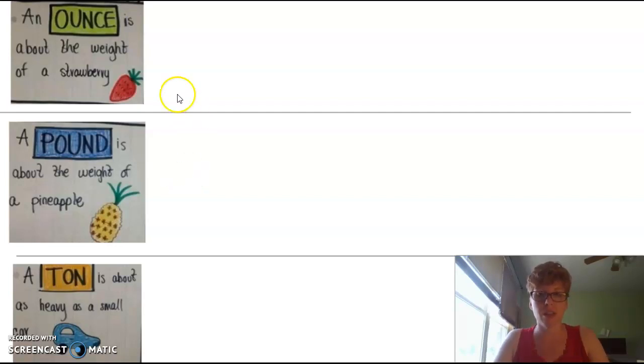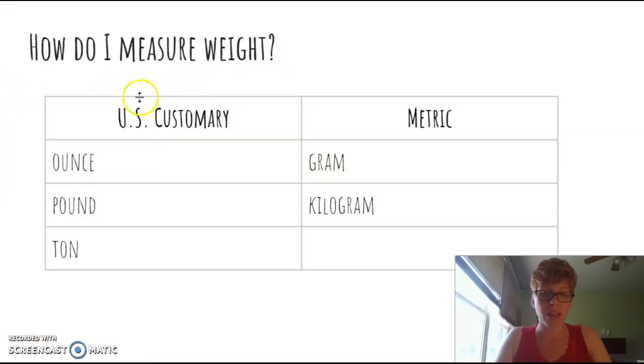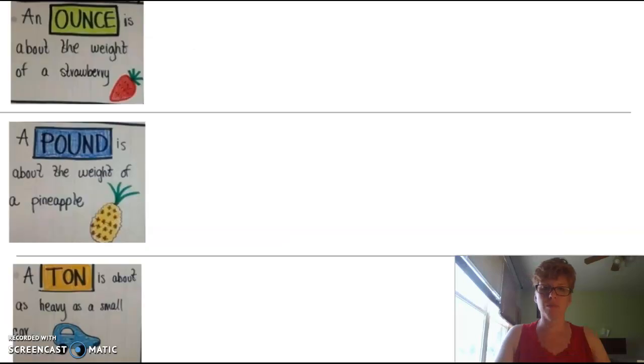So in these three things, an ounce is for much lighter objects, a pound is for in-between objects, and a ton is for much, much heavier objects. So measuring weight in the U.S. customary way, we have ounces, pounds, and then we have tons.